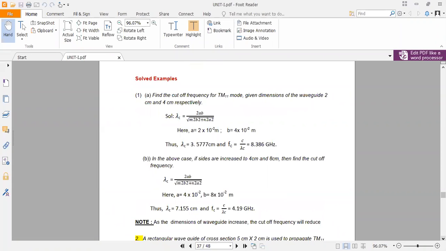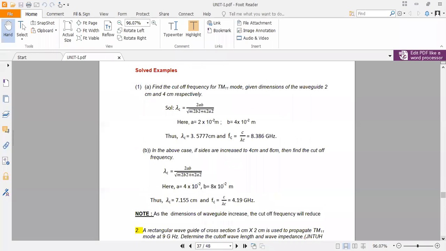Yes, ma'am. Okay, we'll see the first solved example. Find the cutoff frequency for TM11 mode, given the waveguide dimensions as 2 centimeters, 4 centimeters. So these are the waveguide dimensions. For example, this is a waveguide. The largest dimension is a, always remember, largest dimension is a and smallest dimension is b.